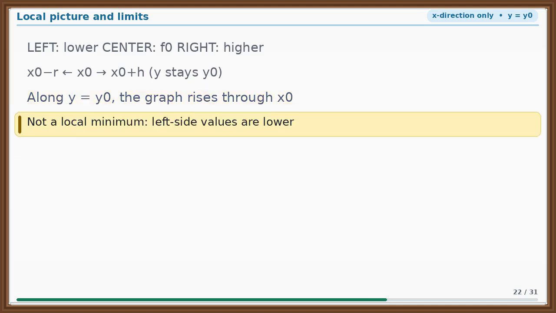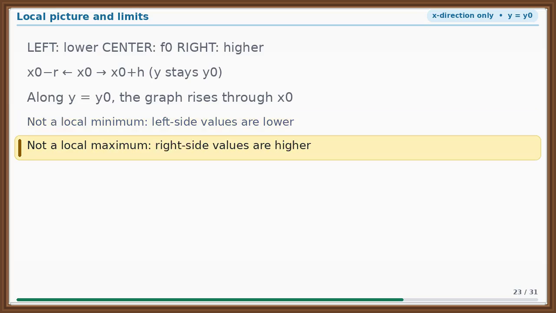This does not prove a local minimum. A local minimum would require all nearby values to be at least the central value, but we have just found sufficiently close left side values that are lower than the central value. It also does not prove a local maximum. A local maximum would require all nearby values to be at most the central value, yet sufficiently close right side values are higher. The point behaves like a rising point along this slice.